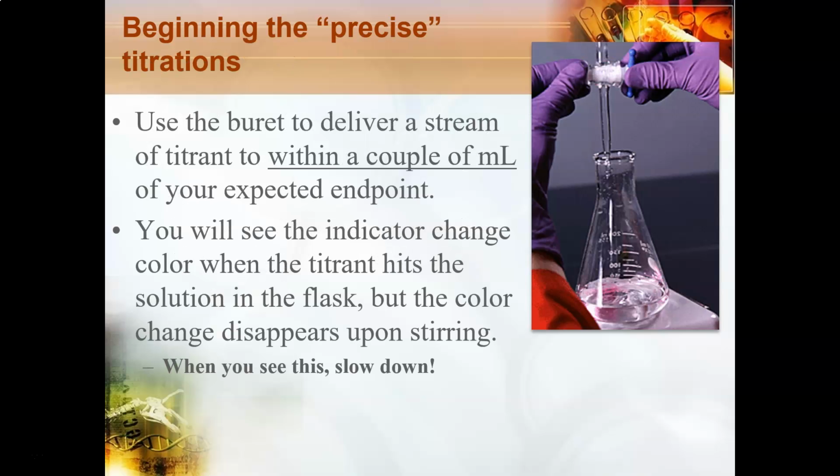Okay, so now we're going to do the precise titrations. If you know how much volume it took and you know that that volume was too much, you can quickly add the sodium hydroxide until you're within a couple of milliliters of where you expect the endpoint to be. At that point you need to slow down. The indicator will change color when the titrant hits the solution, but it will disappear. When the color takes longer and longer to disappear, you should slow down because that means you're close to the endpoint.